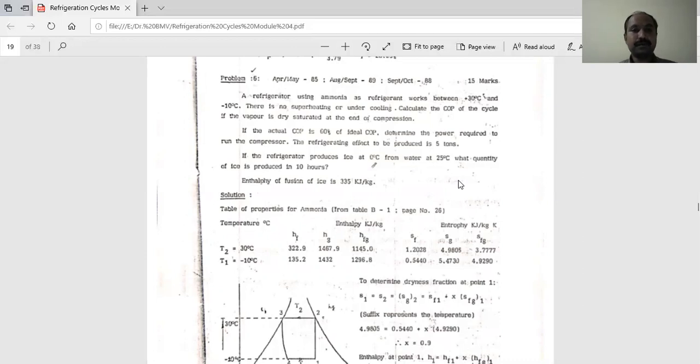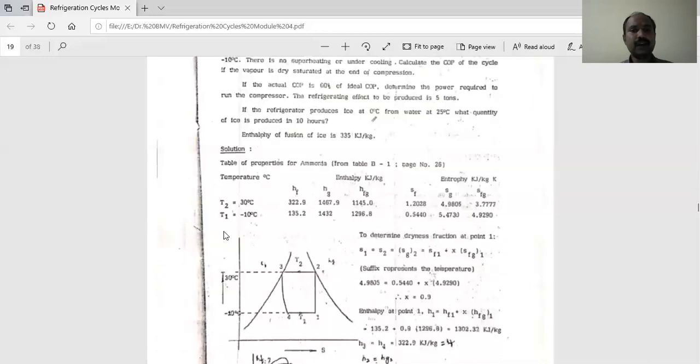Based on the problem, we have to write down the properties from the thermodynamics data handbook. For ammonia refrigerant, use table B1, page number 26, of the thermodynamic data handbook by Nijaguna and Samaga. The value of T2 is 30 degrees centigrade, and the lowest temperature is minus 10 degrees centigrade, corresponding to 30 and minus 10 degrees centigrade.